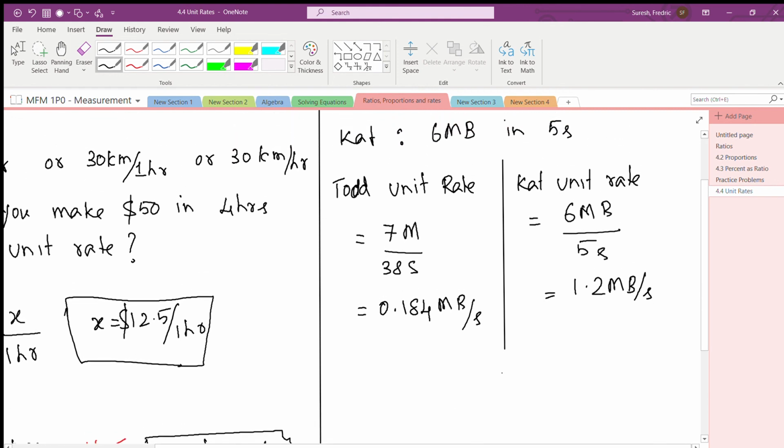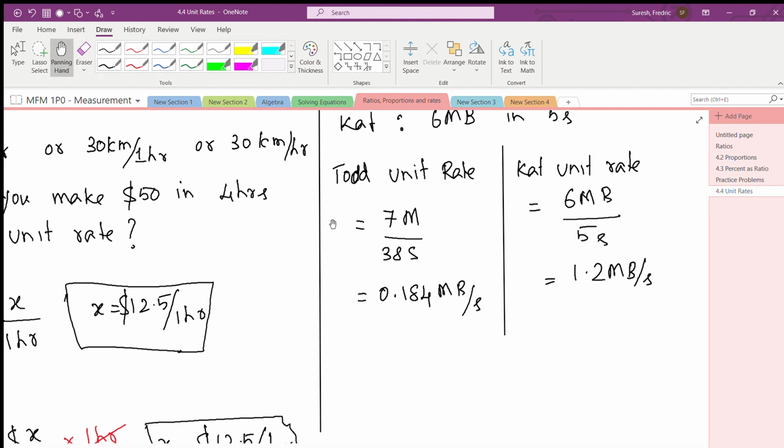To compare the two numbers here, we have 0.184 and we have 1.2 MB, and we notice here that Cat's phone is better because it downloads more per second. So per second is the comparison between the two rates, per second here, per second there, but we notice that the numerator here is smaller than the denominator, so Cat's is better.